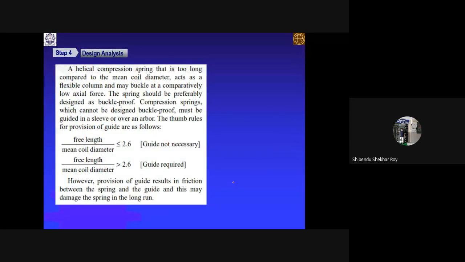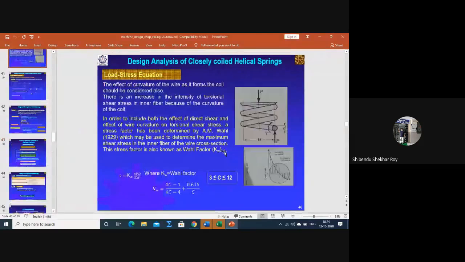Now one more thing I would like to show: a helical compression spring that is too long compared to the mean coil diameter acts as a flexible column and may buckle at a comparatively low axial force. The spring should preferably be designed buckle free, and a compression spring which cannot be designed buckle free must be guided on a sleeve or an arbor, which is used in your automobile or your bike, that you have seen, that I would like to show you once again.